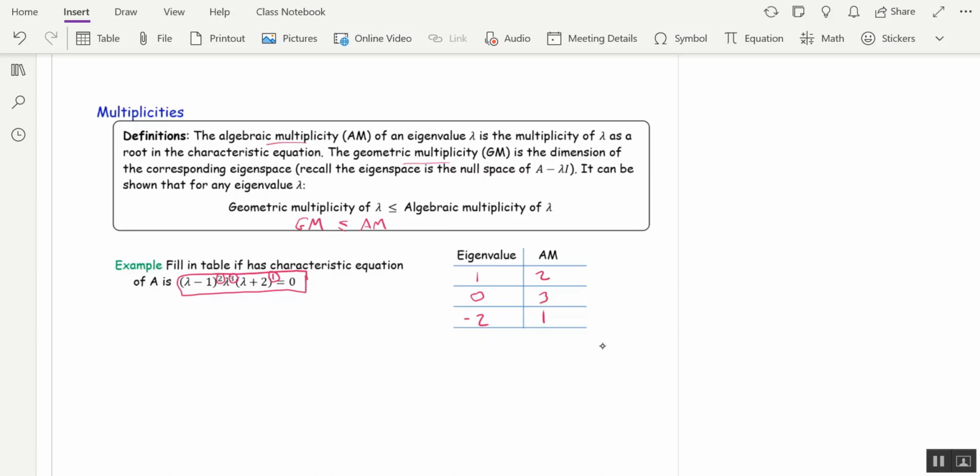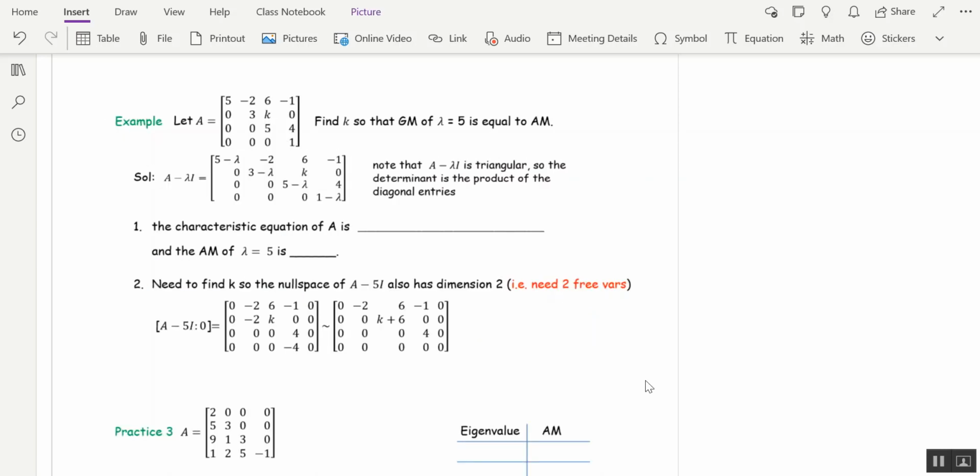To find the geometric multiplicity, you'd need a lot more work. You'd have to go ahead and find the dimension of each corresponding eigenspace, and that would be the geometric multiplicity. We'll do that in another example. So here's an example of finding the AM and the GM. We've got a matrix A, and we want to find K so the GM of lambda equals 5 is equal to the AM. First, we need to find the AM.